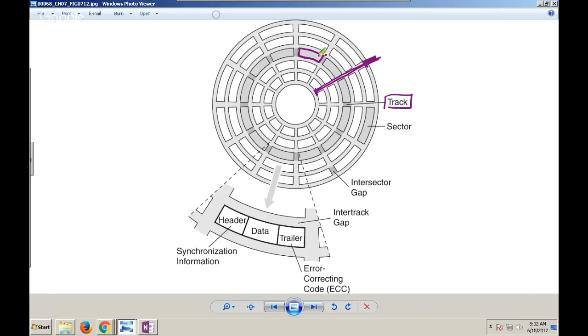All right. Once we've come to the right track, though, each track is broken into pieces, okay? Each of these pieces are called sectors, okay? So once we find the right track, we then have to wait for the sector to rotate, or the platter to rotate, until the sector is underneath the read-write head.